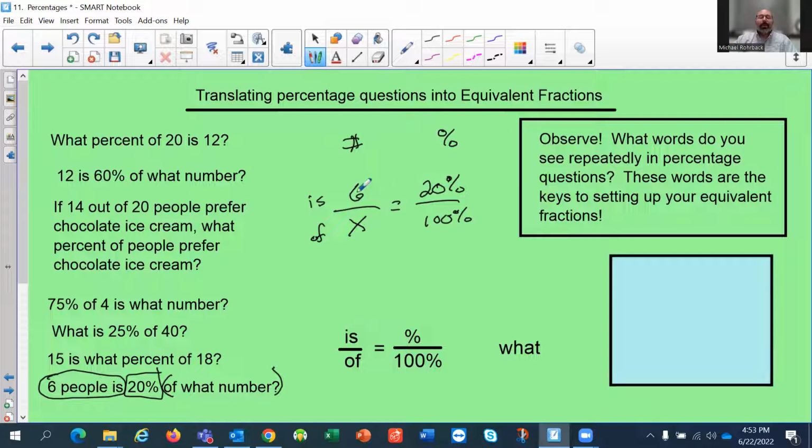That's a top. Now you're going to go 6 times 100, divide by 20 to find out how many total people were there. So 6 times 100 is 600, divided by 20 says there were 30 people. So X equals 30 people. And does that make sense that 6 out of 30 is 20%? Yeah, that makes perfect sense.